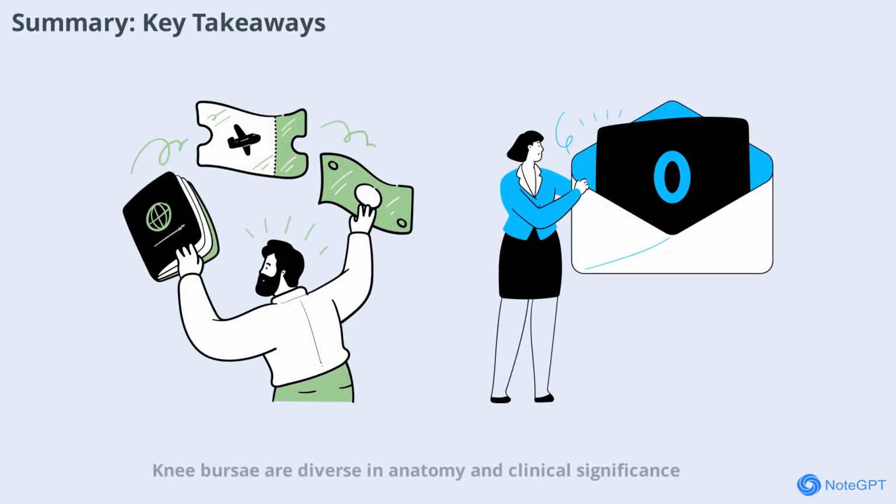Knee bursae are diverse in anatomy and clinical significance. Accurate diagnosis relies on clinical evaluation and targeted imaging. Conservative management remains the cornerstone, with injection-based and biologic therapies reserved for refractory cases. PRP and related biologics offer promising alternatives, especially in overuse-related or chronic bursitis. Surgery is rarely needed but effective when indicated. Individualized care and prevention strategies are essential for optimal outcomes.